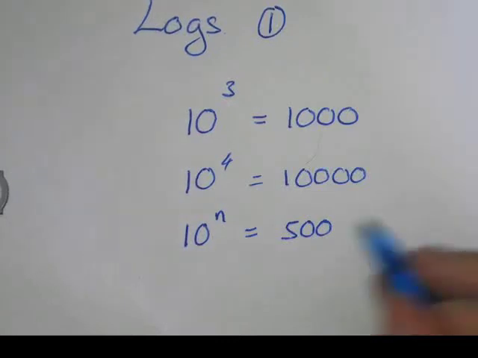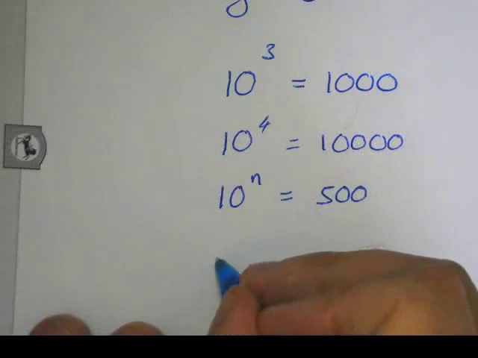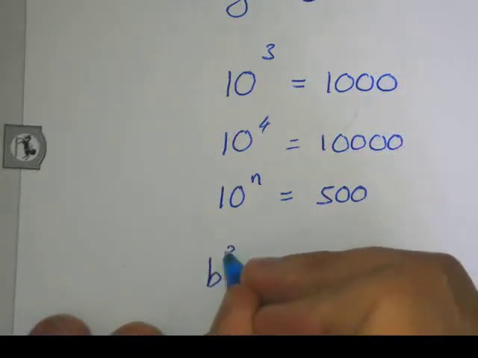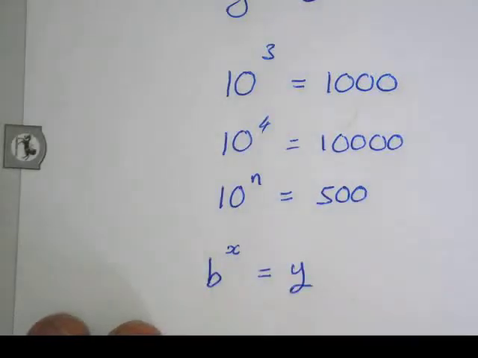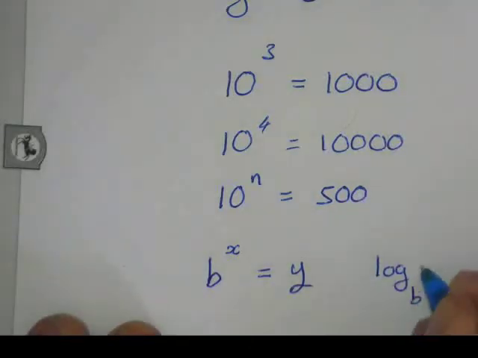But we have this little trick we can play, which says something along the lines of this. If you have b to the power x equals y, then there's a trick we can use called logs, and it says this, that log base b of y equals x.